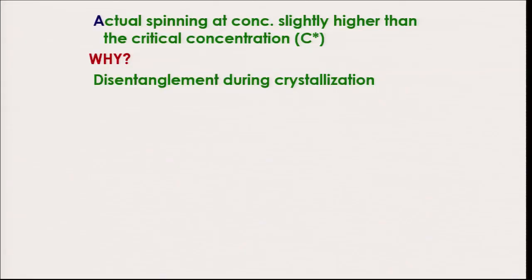Okay? But the actual spinning is carried out at slightly higher concentration than the critical concentration. Now, you all may wonder why, because we have done so much effort in calculating the critical concentration, and now I am saying we carry out the spinning at slightly higher concentration. Can anybody think of the possible reason?